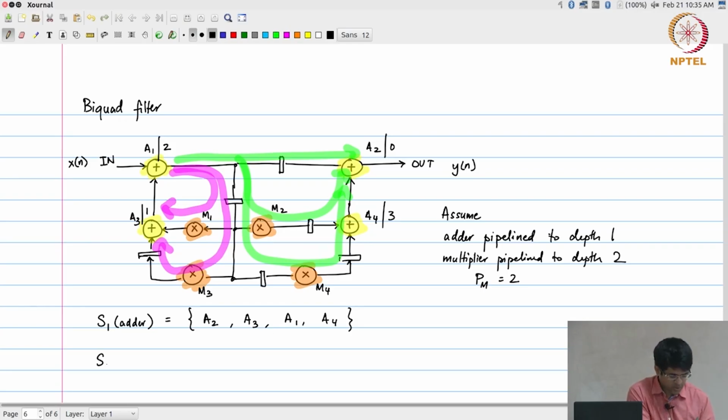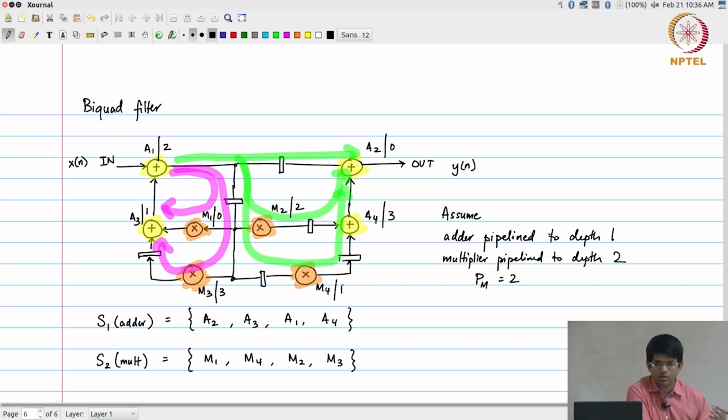Okay. S2, which is for the multiplier, M1, then M4, M2 and then M3, okay, which is equivalent to saying M1 happens at time 0, M2 happens at time 2, M3 happens at time 3 and M4 happens at time 1. Okay. How did I come up with this ordering? We will get to that later.